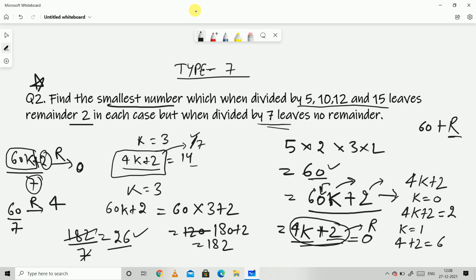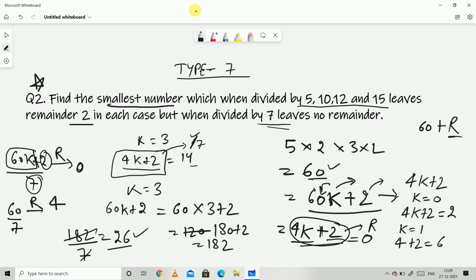So separately you will find out what remainder is there on dividing 60k by 7. That is 4k. And what will be the remainder of dividing 2 by 7? It will be 2. So the remainder will be 4k plus 2. But I need no remainder. Therefore, I will find out a value of k which gives a number that becomes completely divisible by 7.